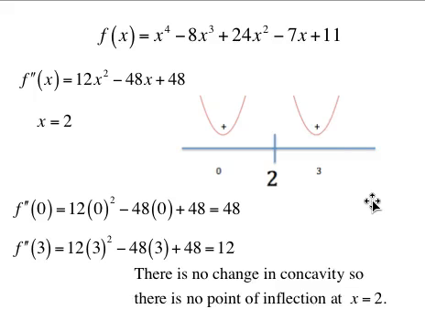It's also concave up. So we have a situation here where it's concave up to the left and a situation where it's concave up to the right. The concavity does not change. It is always concave up. Since we have no concavity change, we conclude that there is no point of inflection at x equals 2.